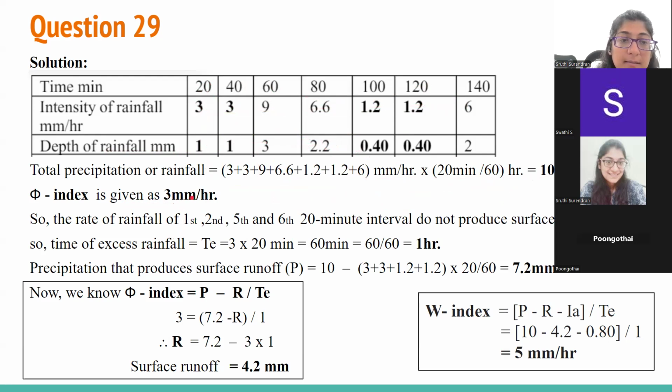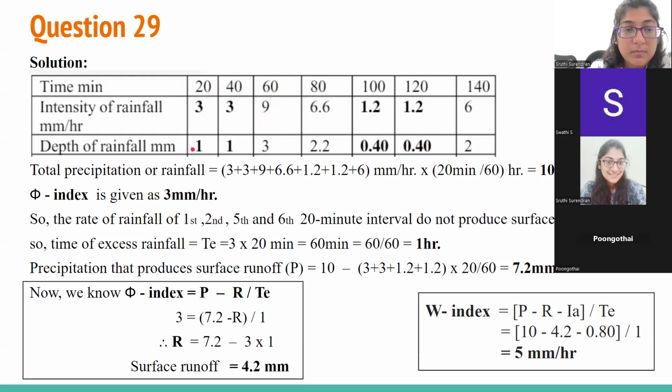Phi index is given as 3 mm per hour. Now we see that if phi index is 3 mm per hour, we see that the depth of the rainfall here... You see, it's not 3 into 40 by 60. It is again 3 into 20 by 60, 9 into 20 by 60, because the interval is 20, 20. This is the time at which the rainfall occurred. So you have to multiply everything by 20 by 60, and this will be the depth of the rainfall that you get. We see that phi index is 3 mm per hour.